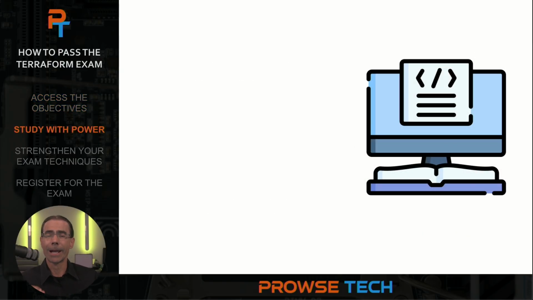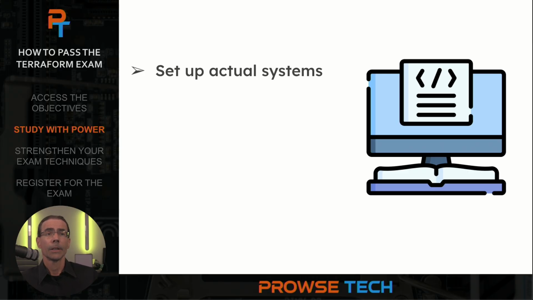Next, study with power. But what the heck does that mean? It means go all the way. For example, set up actual systems that you can run Terraform on. Get an account with AWS. Run things locally. And really the best way is a virtual machine. A virtual machine running locally is a best practice. I always suggest VirtualBox and a simple Linux client like Debian or Linux Mint, something like that. This keeps your Terraform practice separate and isolated from your main system.